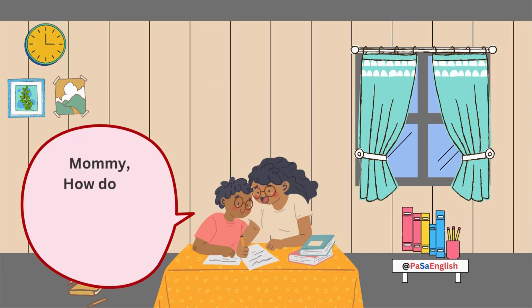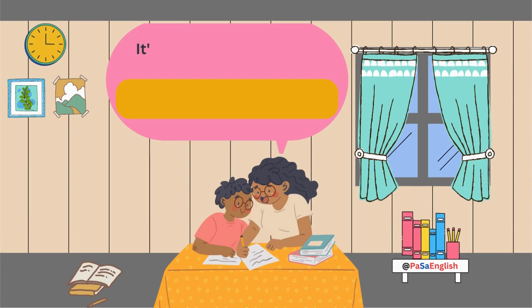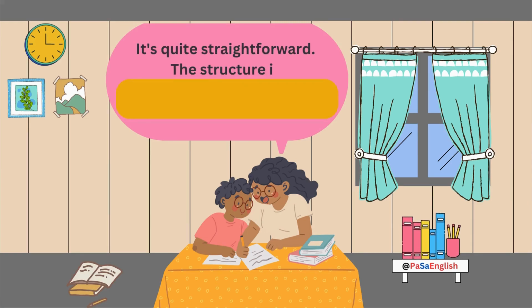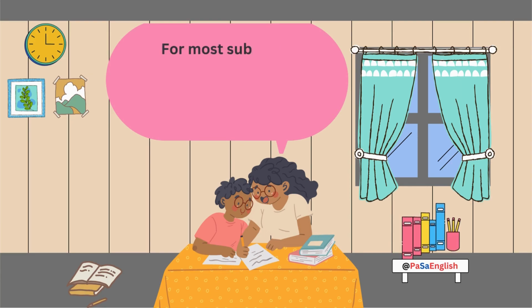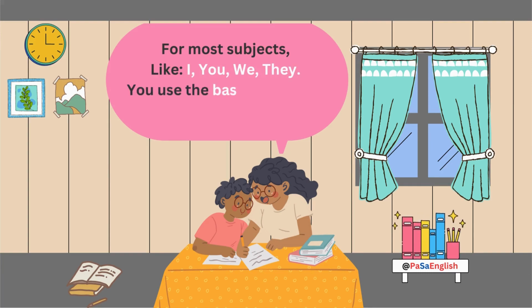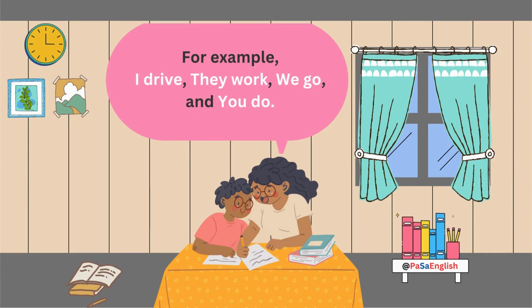Exactly. Mommy, how do we structure sentences in present simple? It's quite straightforward. The structure is subject plus present verb V1 plus the rest of the sentence. For most subjects like I, you, we, they, you use the base form of the verb. For example, I drive, they work, we go, you do.